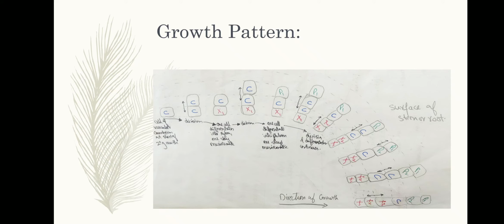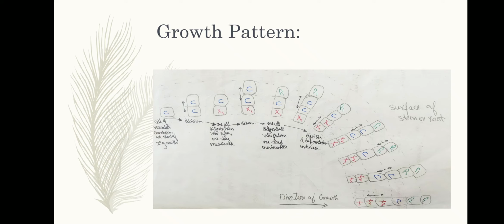As you can see in the diagram, this is the flow chart. This is how the direction of growth occurs. First, on your left hand side, you will be able to see the cells of vascular cambium, which initiate the secondary growth. So the first step is the division.